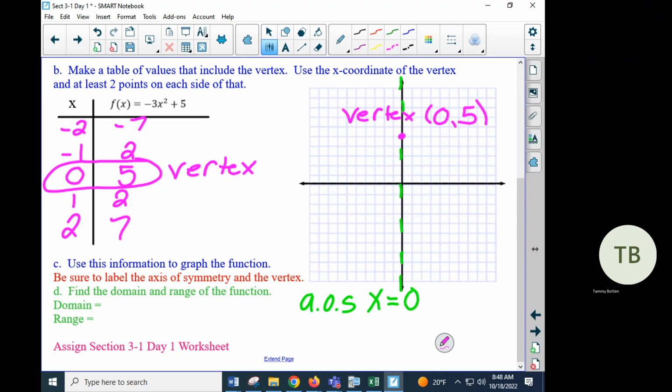So on your graph, you always have to have the vertex and the axis of symmetry labeled. At -2, we're going to be down to -7. At -1, we're up to 2. At 0, we're up to 5. At 1, we're up to 2. And at 2, we're down to -7.